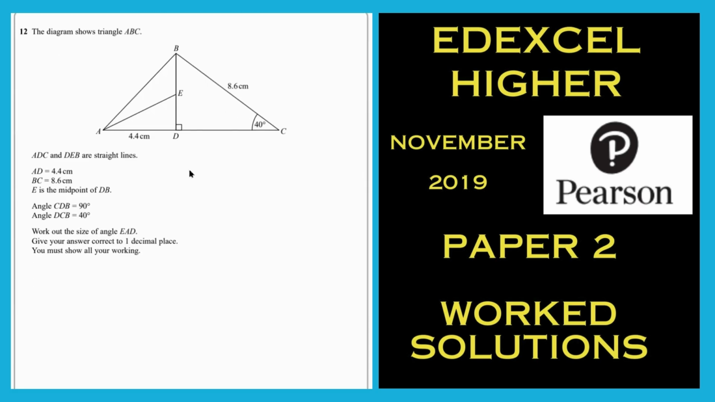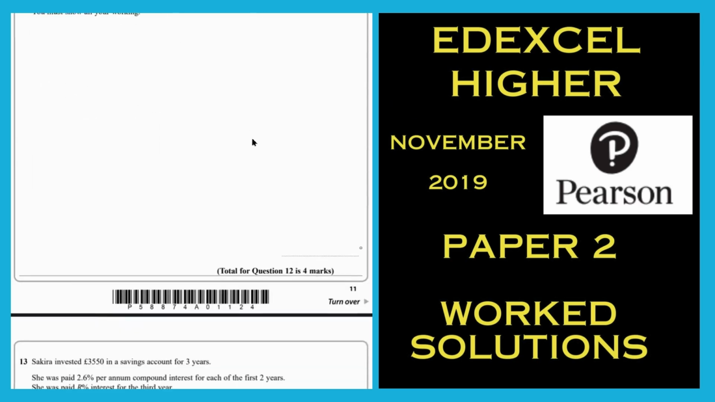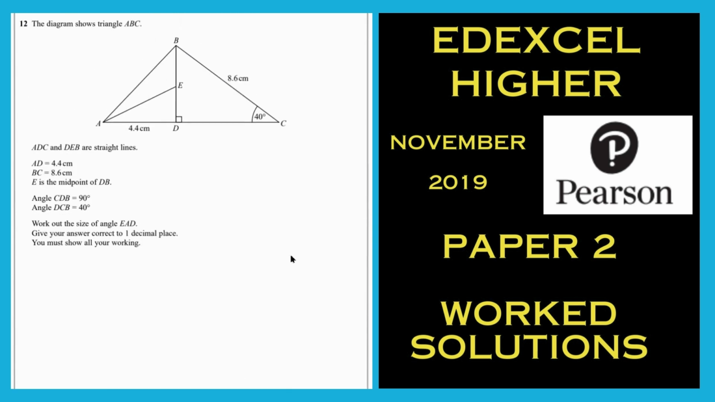Number 12. Some tricky looking trigonometry, as you can probably guess. Whenever you see triangles, always look at how many marks it's worth. If it's worth more than 3, you're probably going to have to do 2 elements of Pythagoras or SOHCAHTOA. When you read the question, they're not telling you anything the diagram doesn't already show you. They're straight lines. That's on the diagram, so's that. But E is the midpoint of DB, which means if we knew what BD was, we could halve it. So let's find out BD.